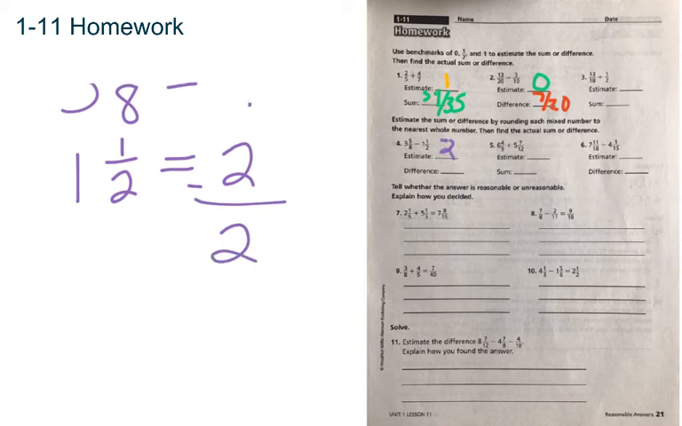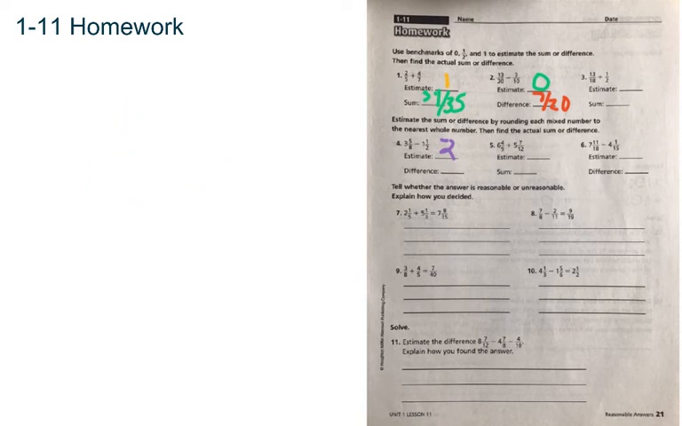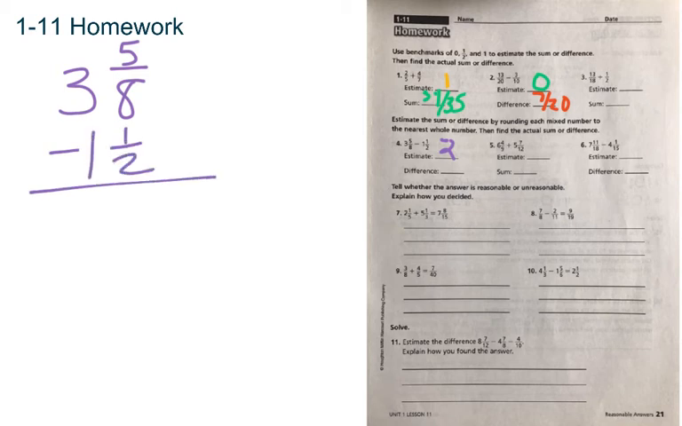Now you have to find the actual difference, and in order to find the actual difference, you have to get yourself a common denominator. So we have 3 5/8 minus 1 and 1/2. And I know that 2 can go into 8 evenly, and so I'm going to multiply top and bottom by 4 to get 8. And so I am now going to have 1 times 4 is equal to 4, and 2 times 4 is equal to 8, and so my fraction is going to be 4/8. So I'm going to move it over. I'm going to move my whole number over, so I have 1 4/8, and then I'm going to move my top number over, 3 5/8.